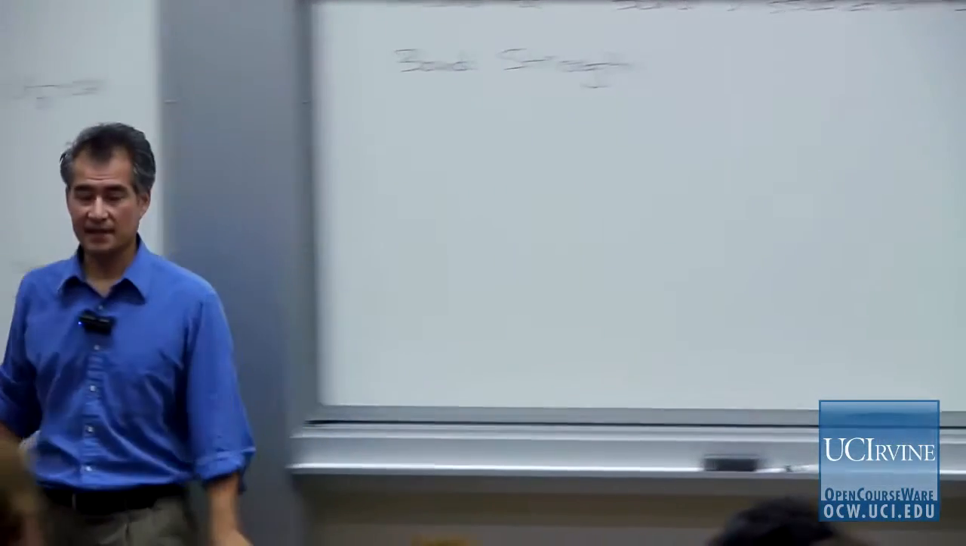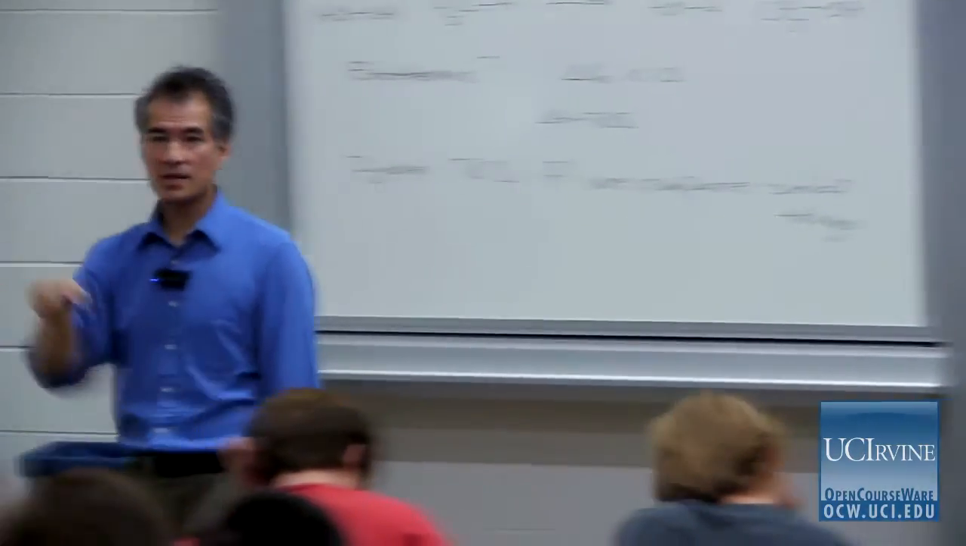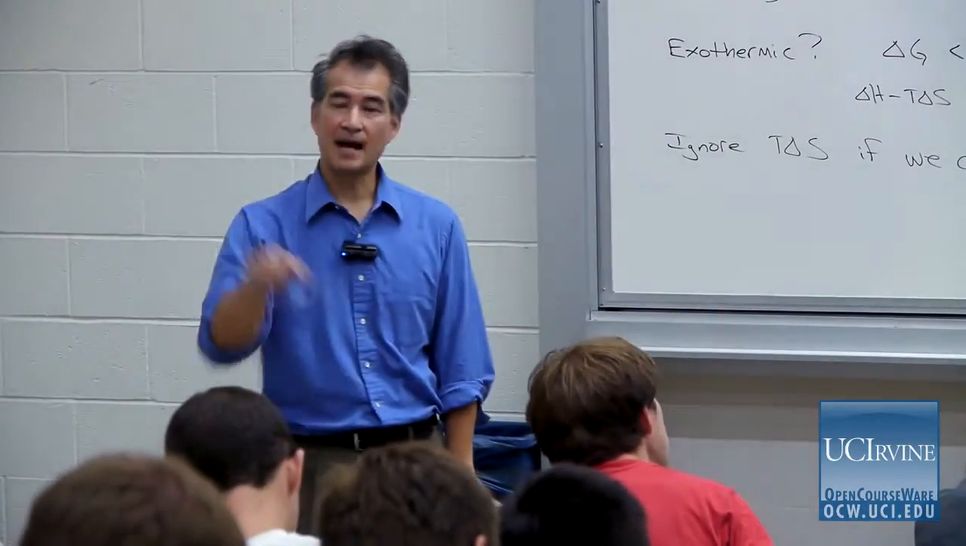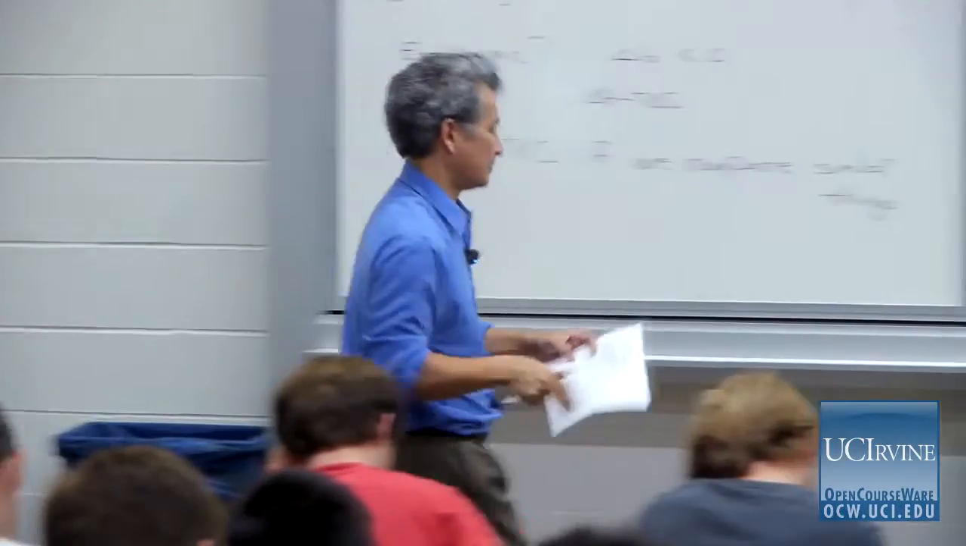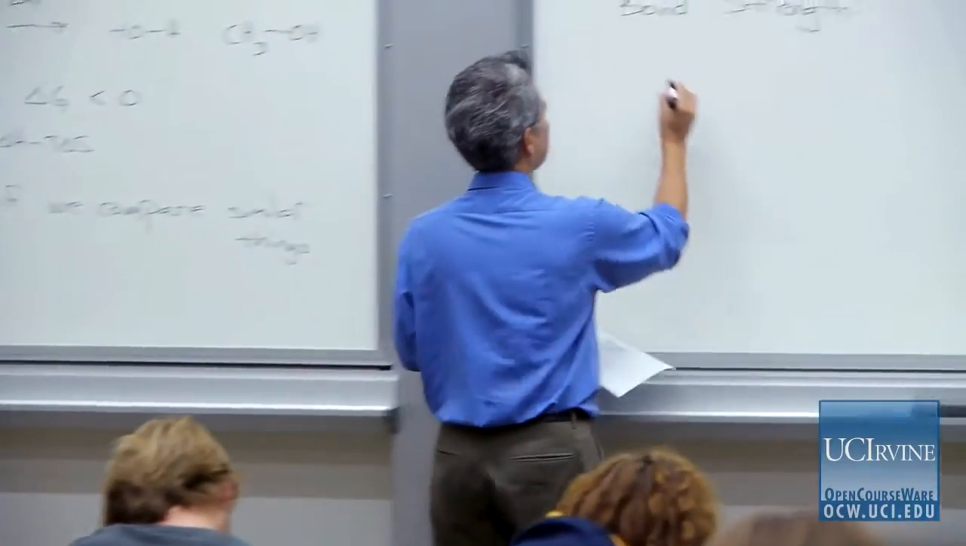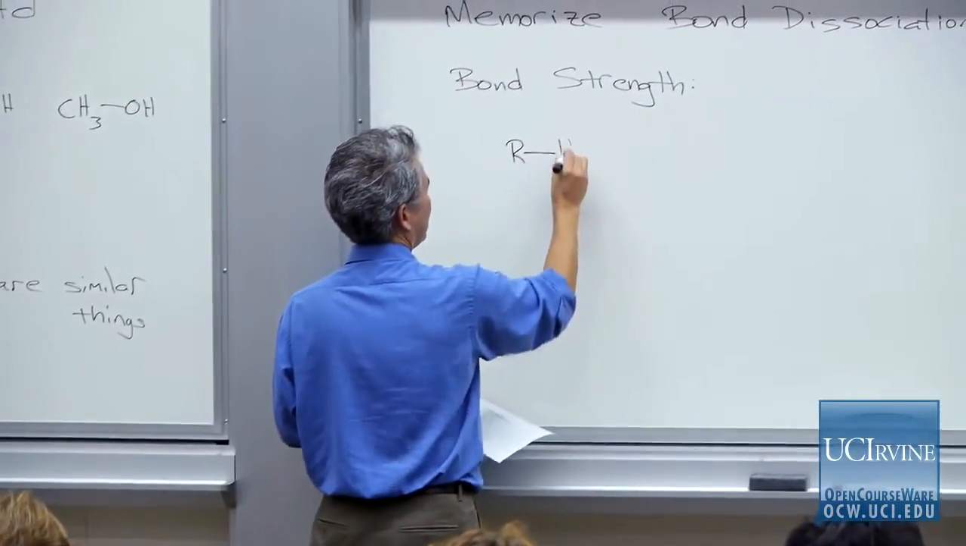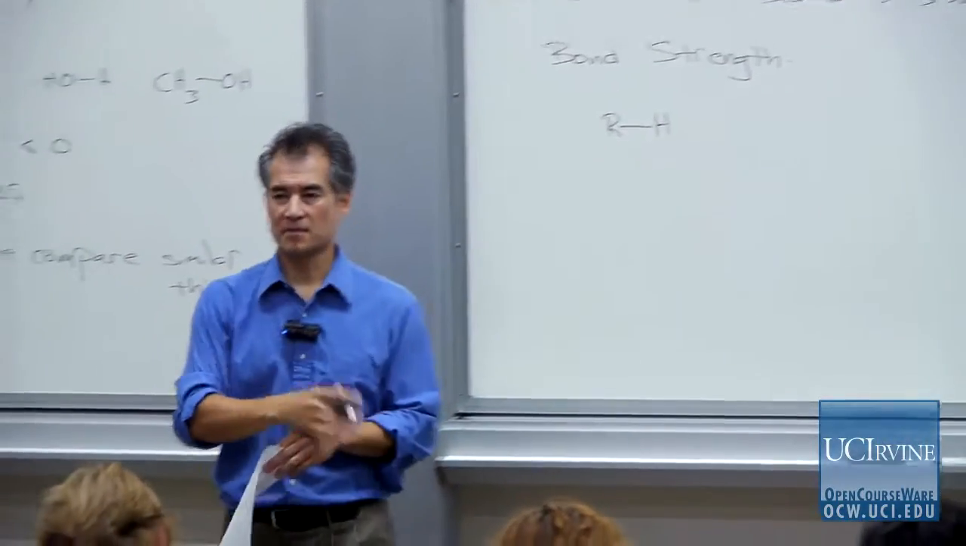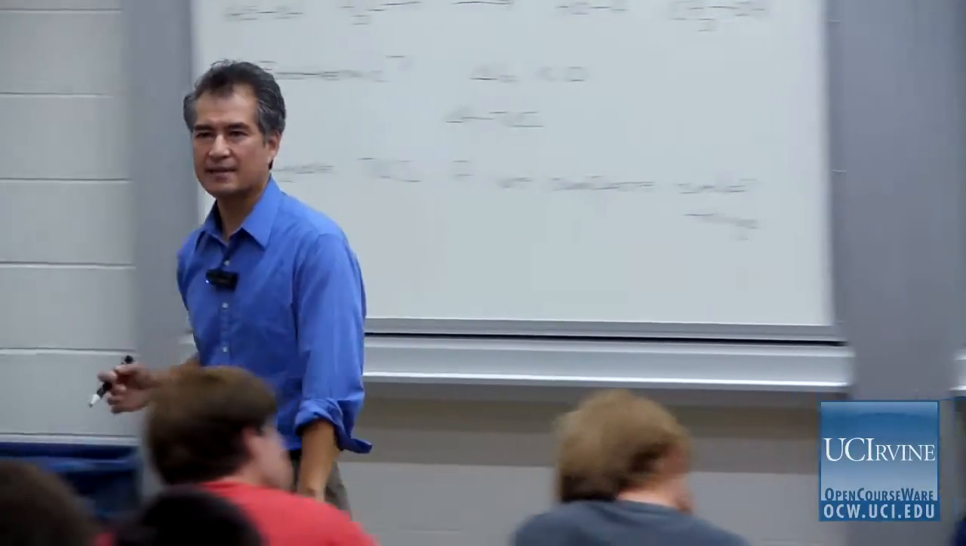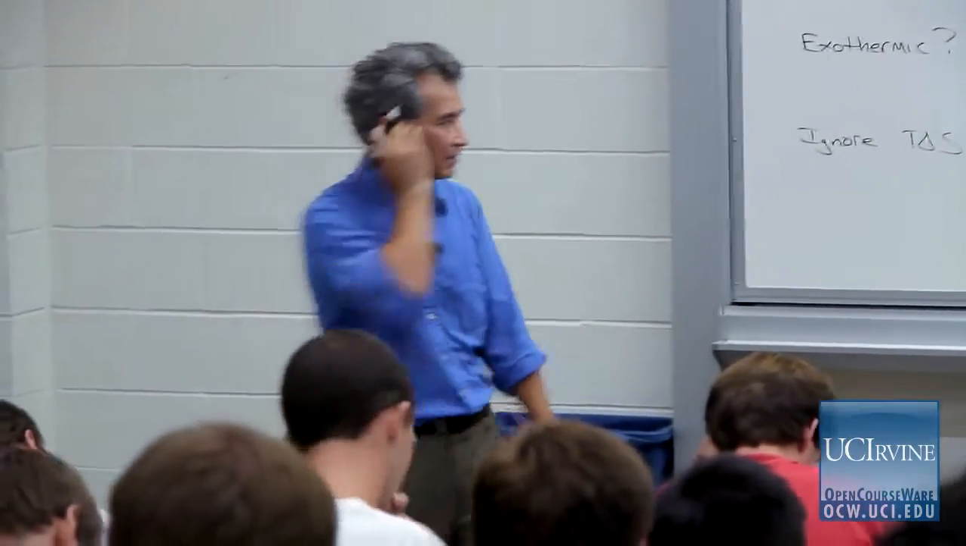I'm going to give you a definition. Bond dissociation energy is defined to be bond strength. And both of those are related to this equation. I'll give you one example for an R-H bond. Could be CH3-H or in ethane, propane, doesn't matter.